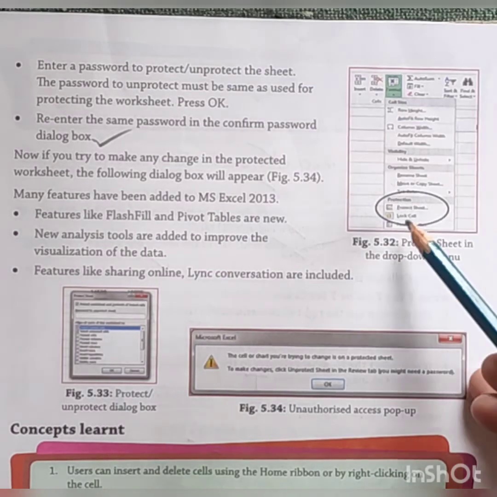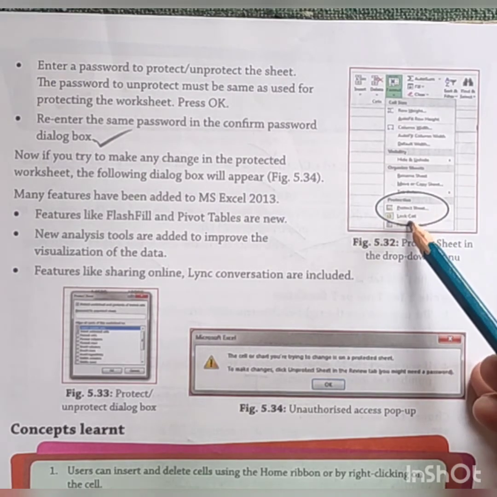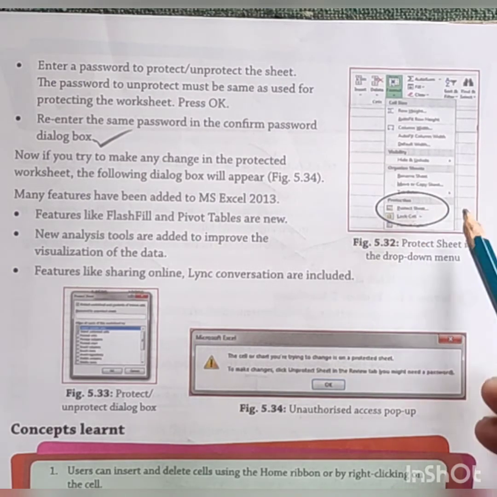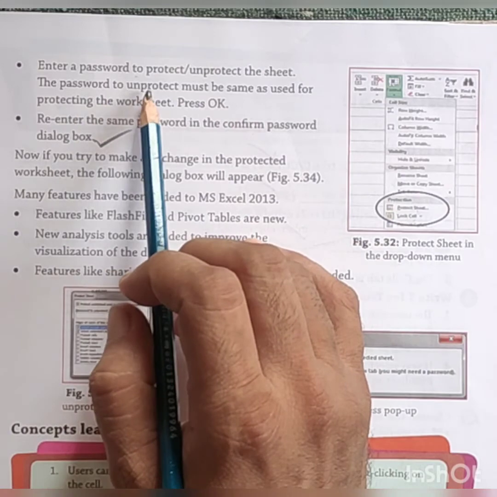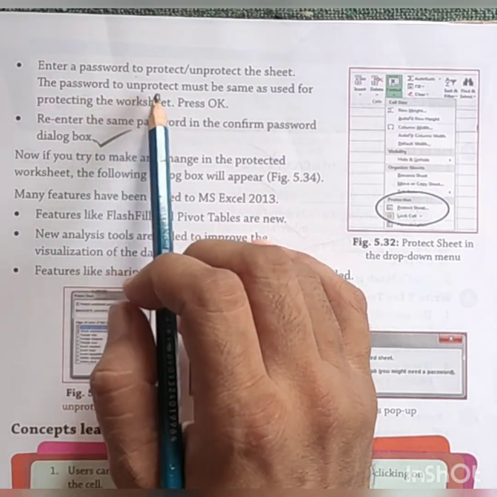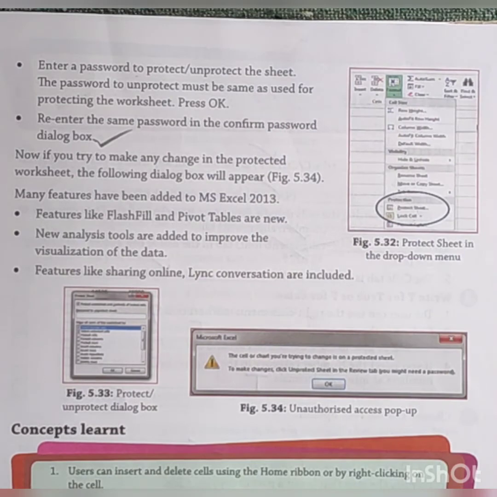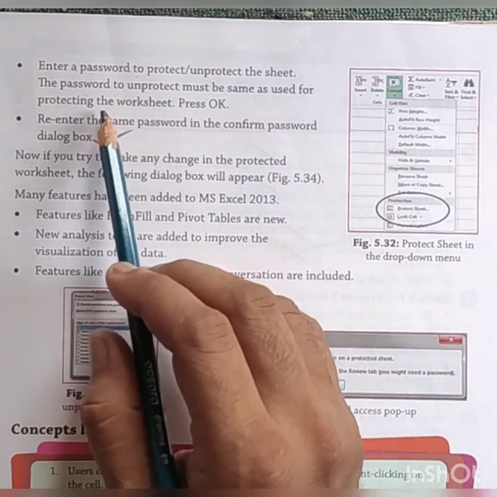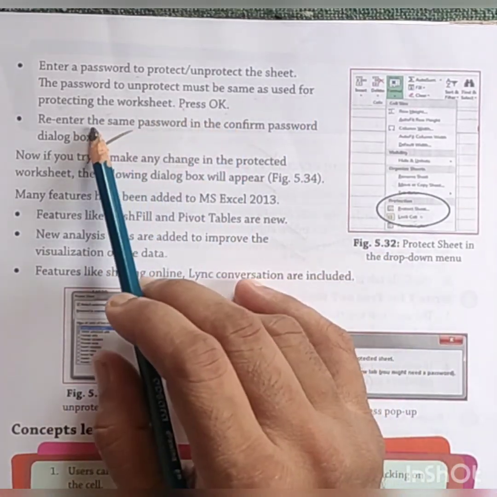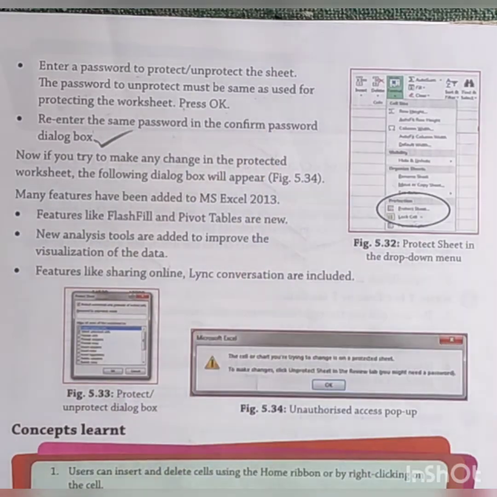So this is the picture: protect sheet, lock cell. Now we have to enter a password to protect or unprotect the sheet. The password to unprotect must be the same as the one used for protecting the worksheet. Otherwise it will mismatch. Click on OK. Re-enter the same password to confirm. As you know, for confirmation purposes we have to re-enter the password once again, and that way our sheet will be protected or unprotected.